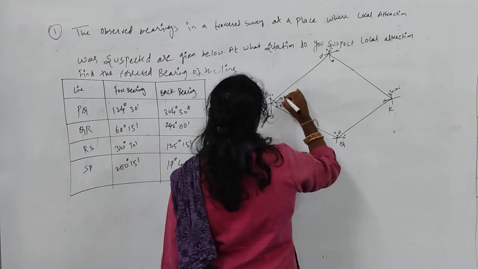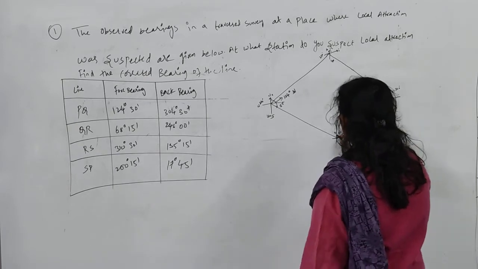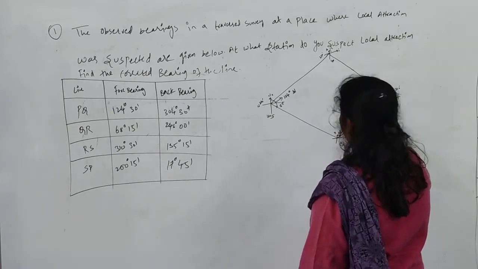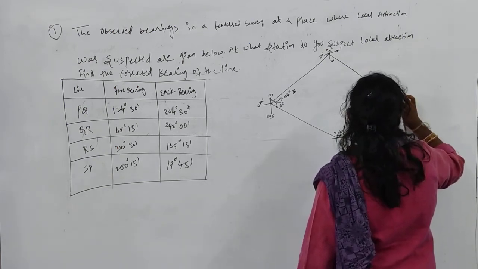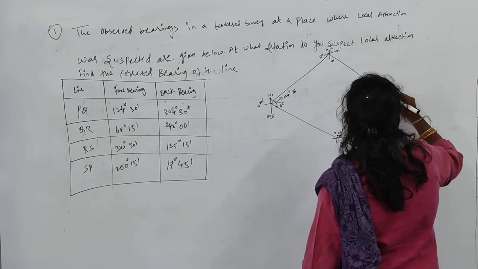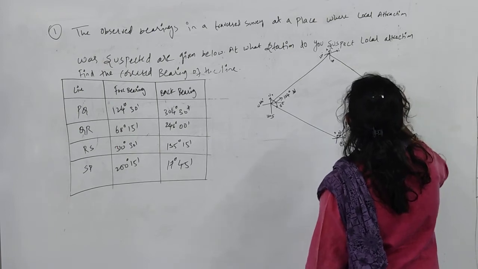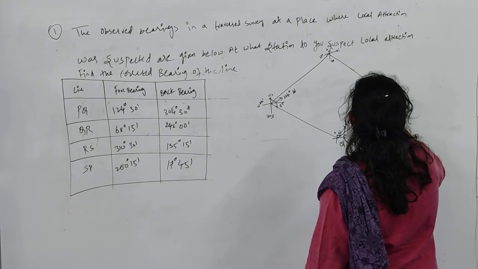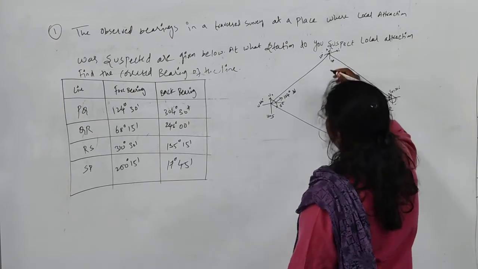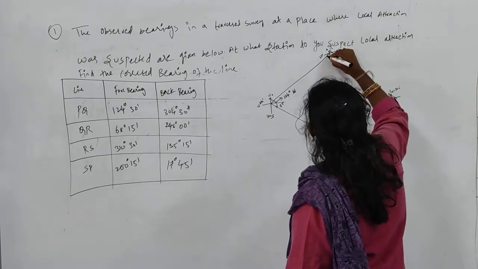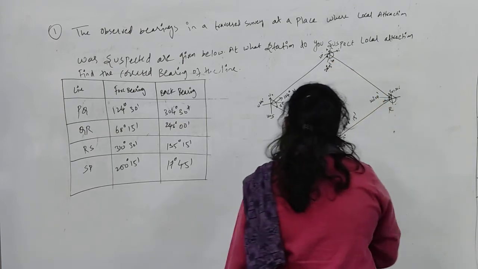What is the value for the first one? I did not write here. 124 degrees 30 minutes, right? Second one, 68 degrees 15 minutes. For the third one, it is in the 4th quadrant. So here I'll be taking the north as a reference. 310 degrees 30 minutes. Next, it is in the 3rd quadrant. 200 degrees 15 minutes, right?